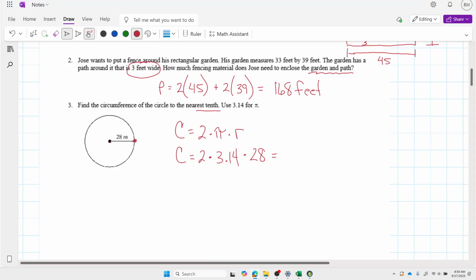So again, in the calculator, 2 times 3.14 times 28. Anybody? 175.84. So look, if they ask you to use 3.14 for pi, which has 2 decimal places, have 2 decimal places in your answer. All right. So this is in meters.